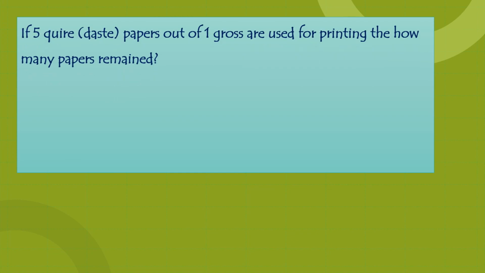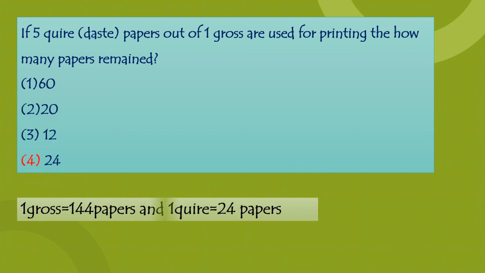If 5 quires of paper out of 1 gross are used for printing, then how many papers remained? 60, 20, 12 or 24. So if you remember, 1 gross of paper is equal to 144 papers in it, and 1 quire is equal to 24 papers. So if you use this, you will get the correct alternative.